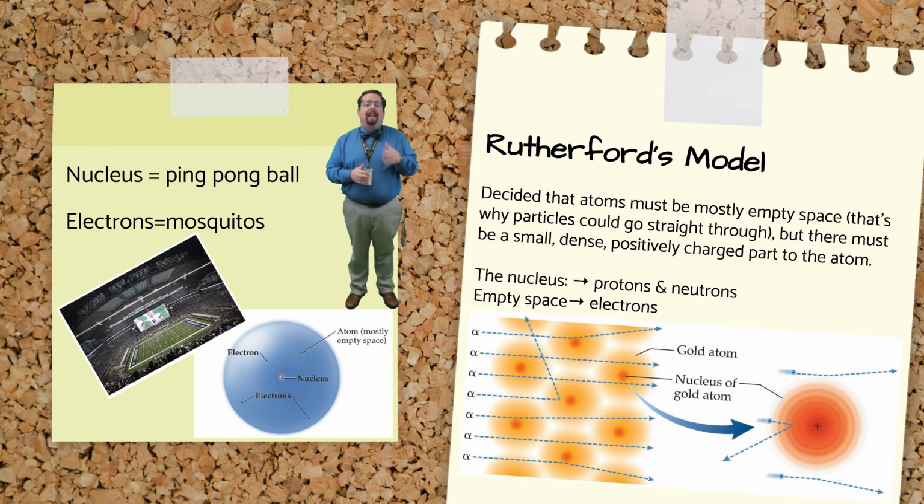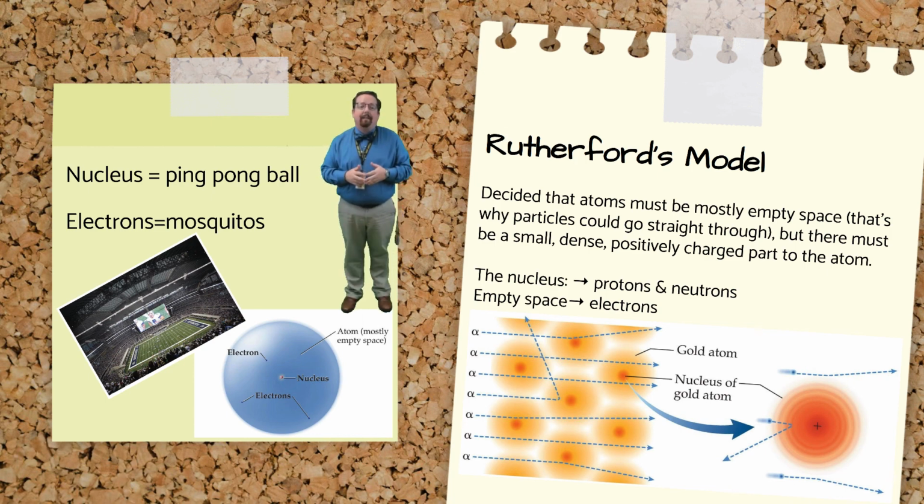However, in order to deflect an alpha particle at that speed, each atom must have had a small, dense, positively charged part to the atom. He called this the nucleus, which we now know houses the protons and neutrons. The electrons go in all the empty space in the atom. This illustration summarizes what Rutherford thought the gold foil must have looked like at the atomic level.